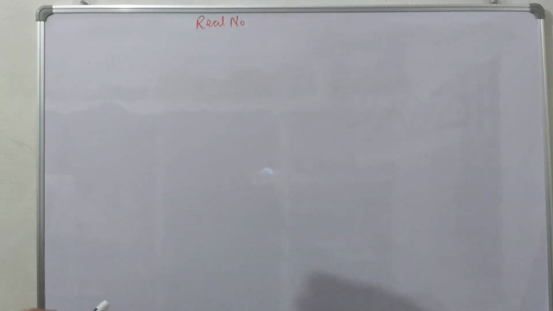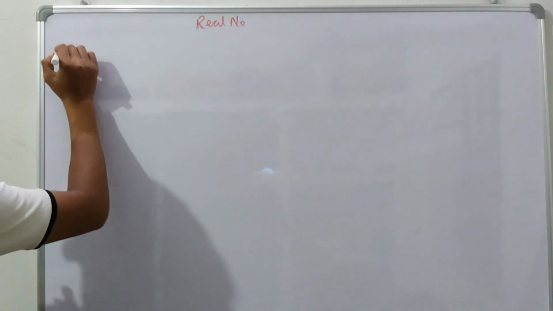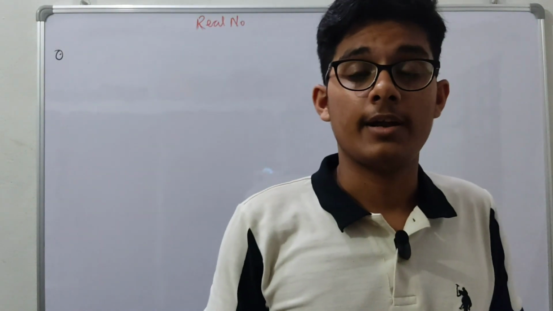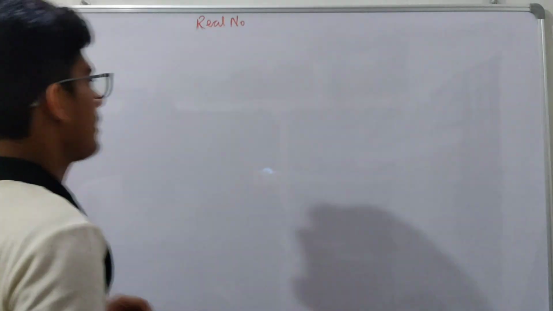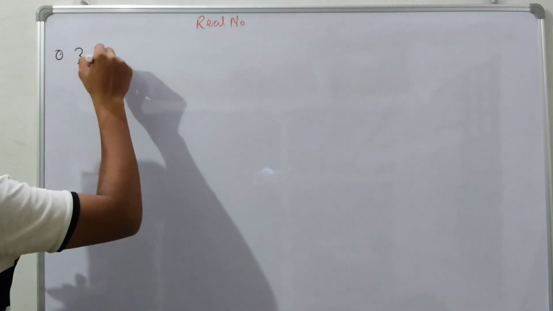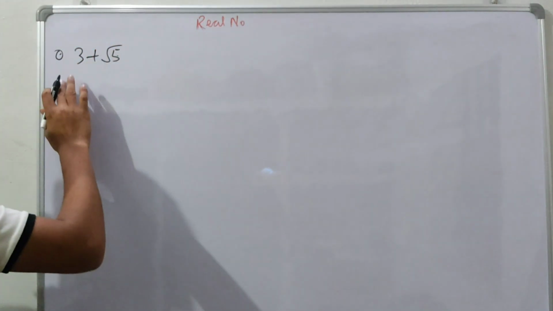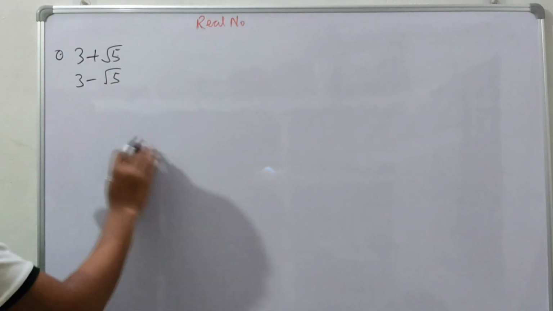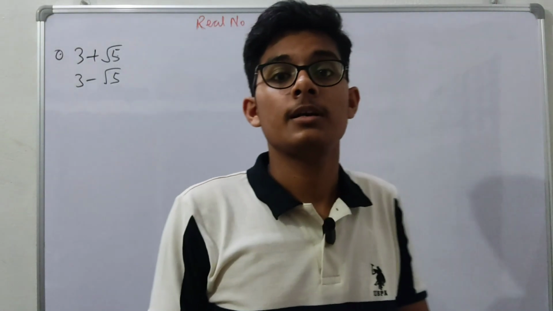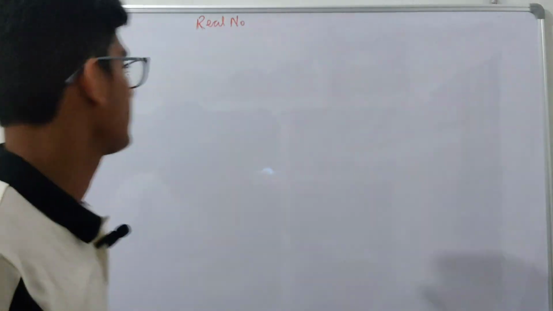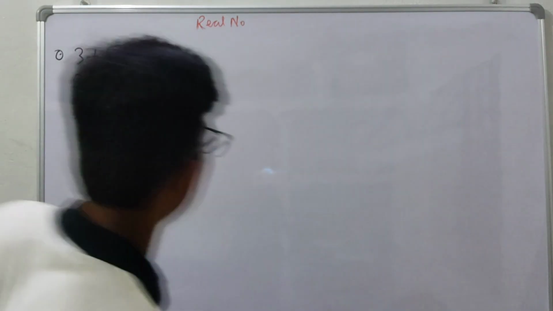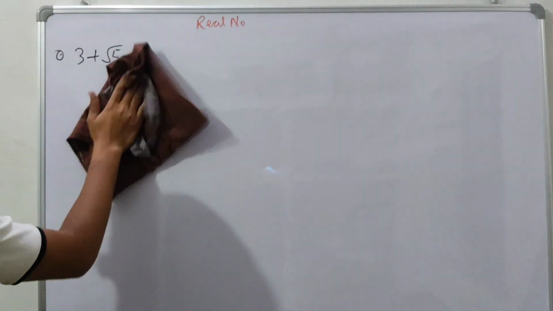Now there is also another question. We know that the addition and subtraction of any rational and irrational number is always an irrational number. For example, 3 plus root 5, 3 minus root 5, all these will always be irrational numbers. It cannot be a rational number in any case.